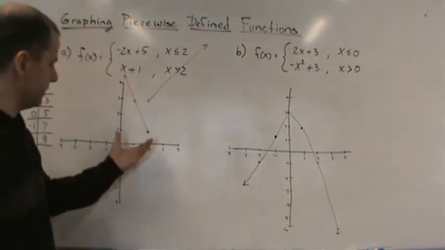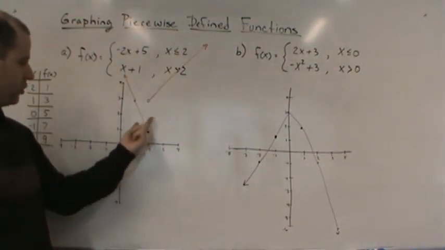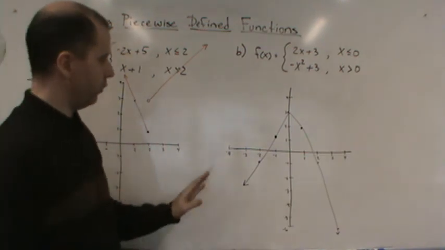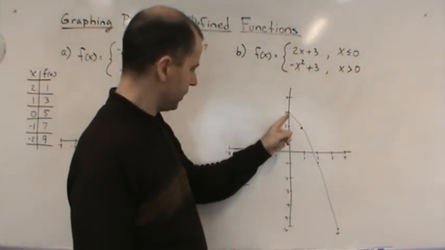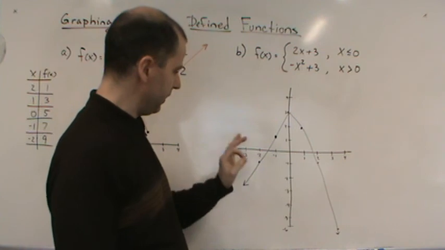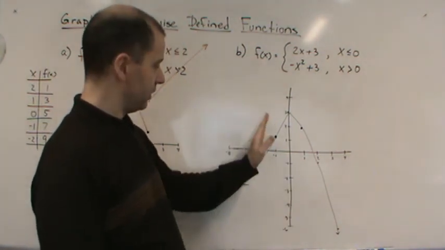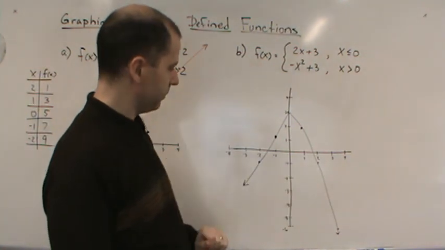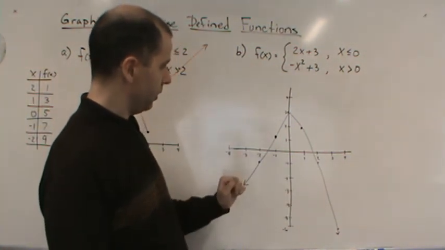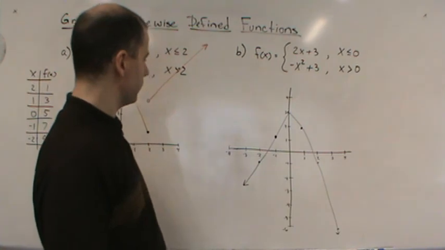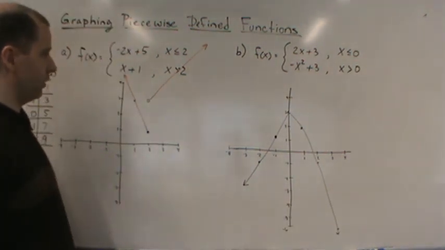So notice how in this case here, we had a jump in the graph, and over here, we didn't. They actually met. So in this case here, this is continuous. So this is a continuous graph, a continuous function. So we would say this is continuous. This is not continuous, on the whole number line.